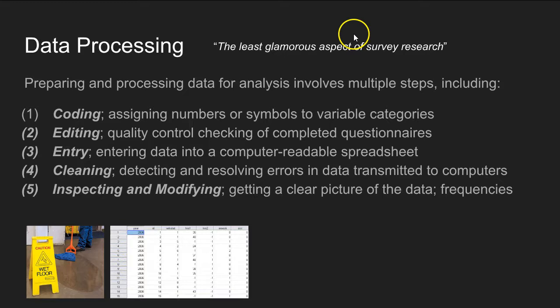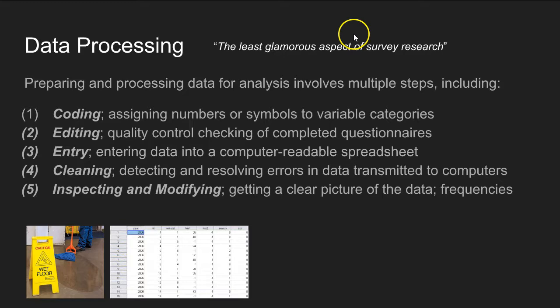And those numbers do not necessarily indicate any order, but basically, they allow you to take non-numerical information and assign numerical values to them so that they can be represented in statistical programs. So coding is the process of assigning numbers or symbols to different variable categories within your survey study.